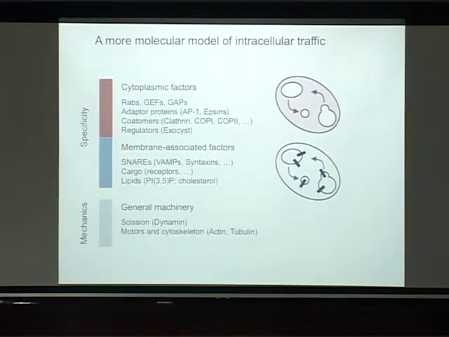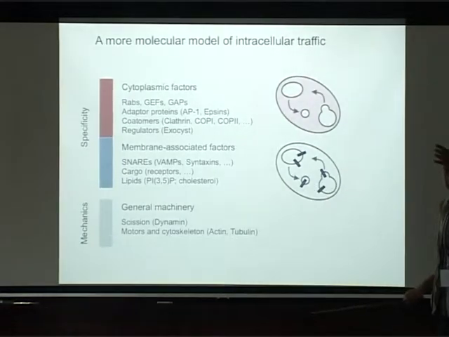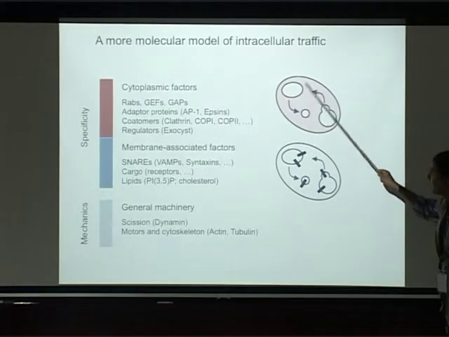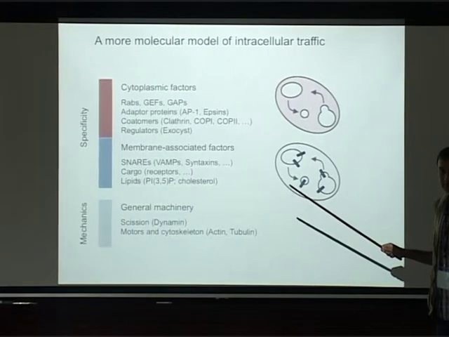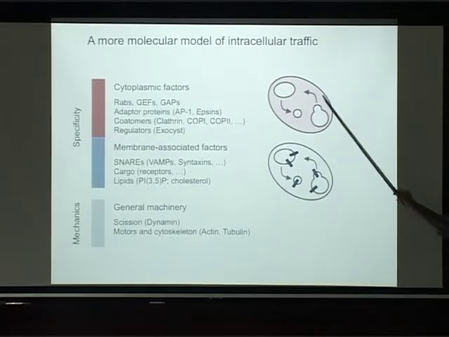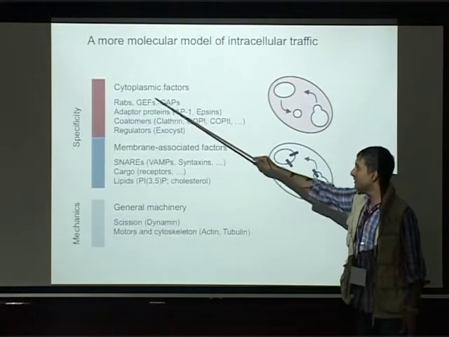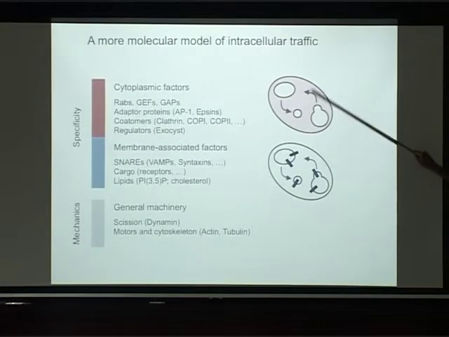Any model of trafficking systems would have to account for two different types of things. There are proteins that can diffuse in the cytoplasm. There's no question about it. Not all proteins have to go inside vesicles. These cytoplasmic factors include important proteins called Rab GTPases, but also many, many others, and that's shaded in pink over here.